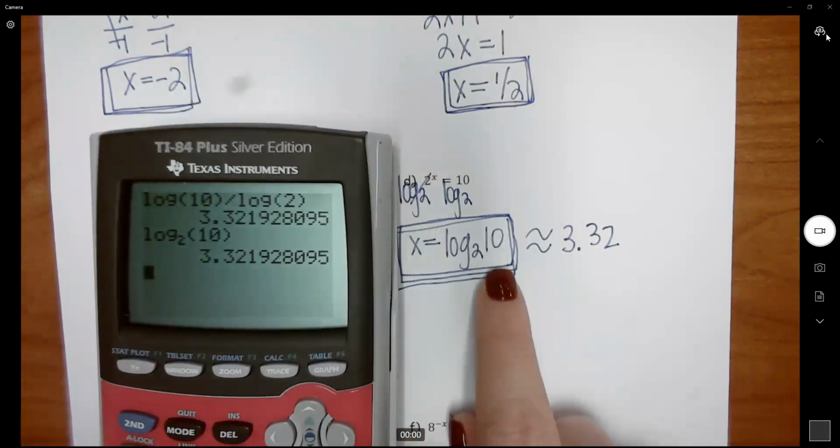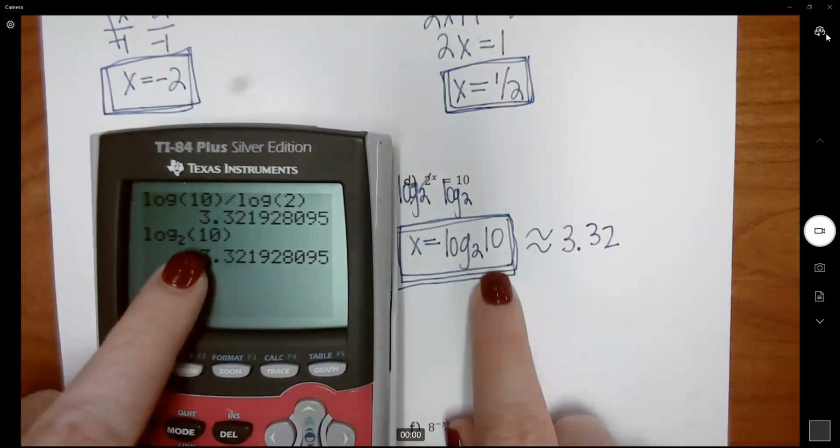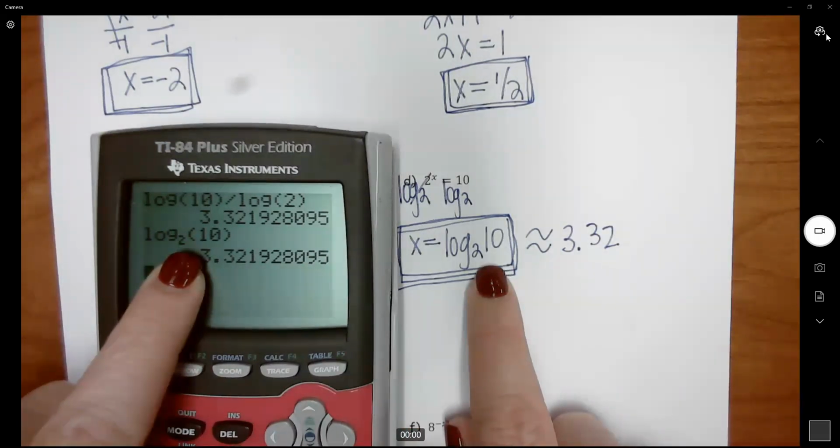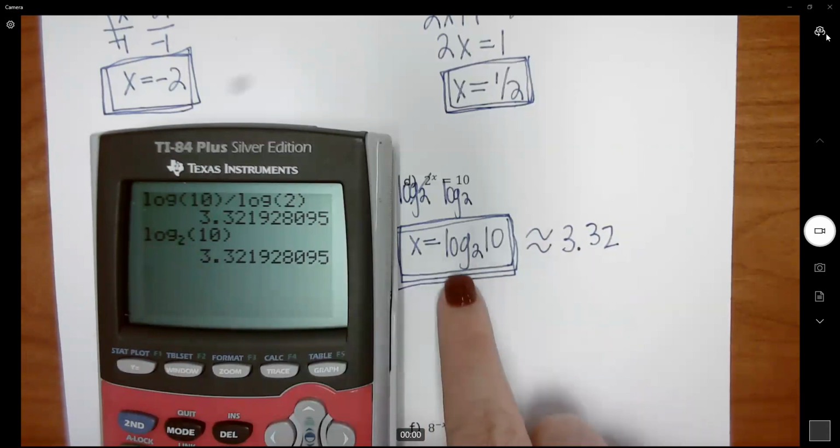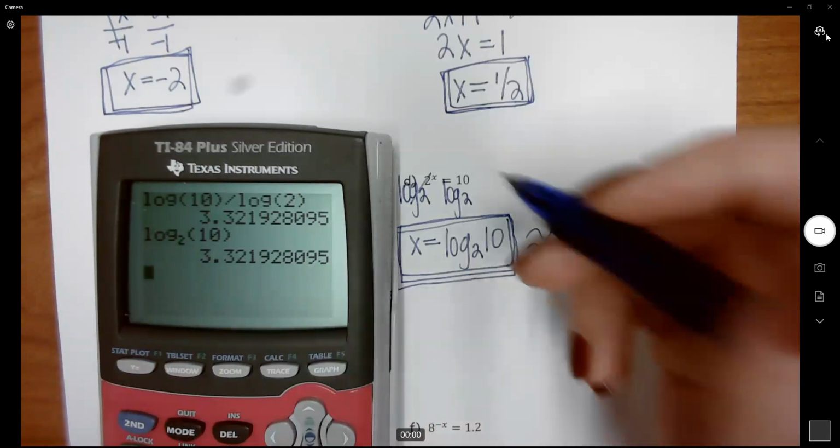If it wants it in exact form, this is the exact form. That is a number, right? When you punch that into your calculator, you get a number. This is your exact form. This is your decimal equivalent. This is your rounded answer. You need to know the difference. All of ours are going to be in this form here.